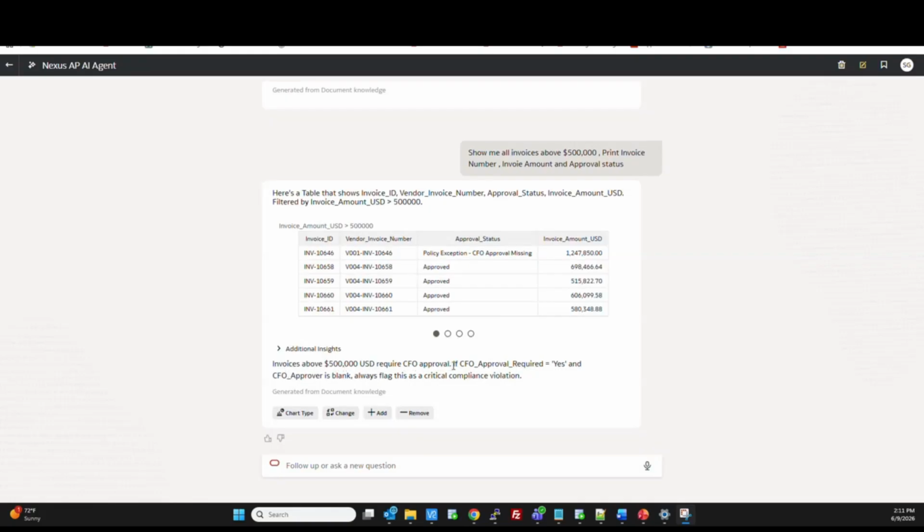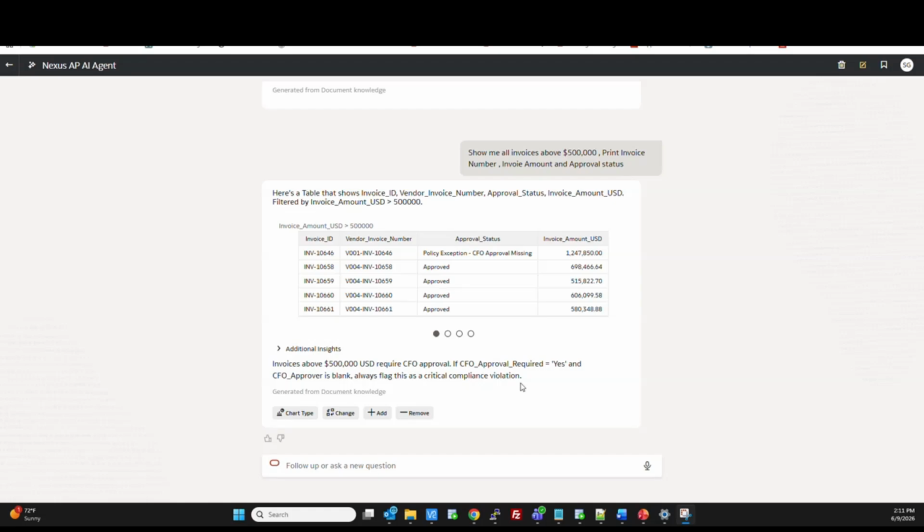If the CFO approval required is yes and the approval is blank, always flag this as a critical compliance issue. As you can see, the above part comes from the dataset, but this additional insight is coming from the policy document, our policy document. So this is how well the agent has combined the data with the policy.